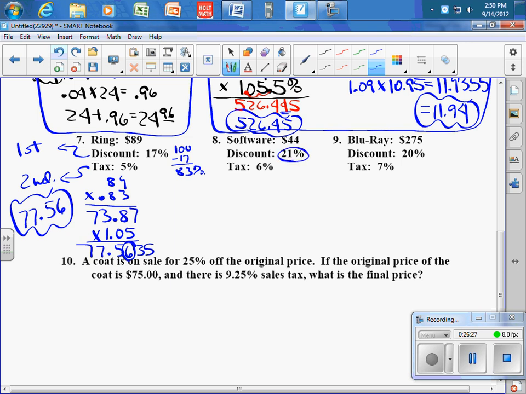100 minus 21 is 79%. So we're going to be paying 79% of the $44. So 0.79 times 44 is equal to 34.76. We're going to take that times 1.06, and we'll get 36.8456. Being that this digit is from 5 to 9, we have to round this digit up, so it'll be 36.85.